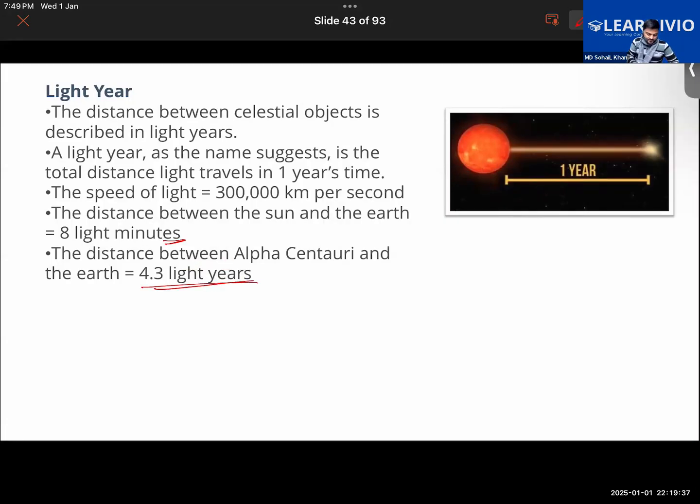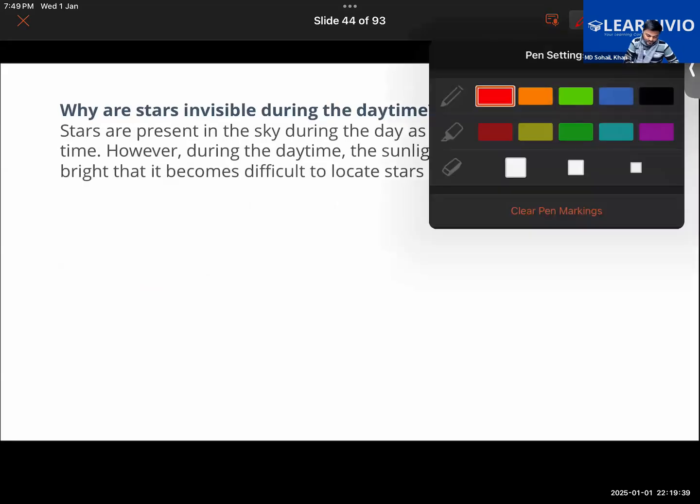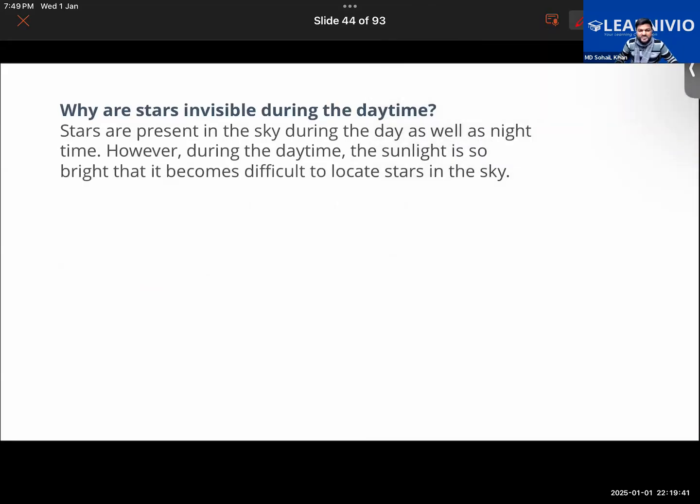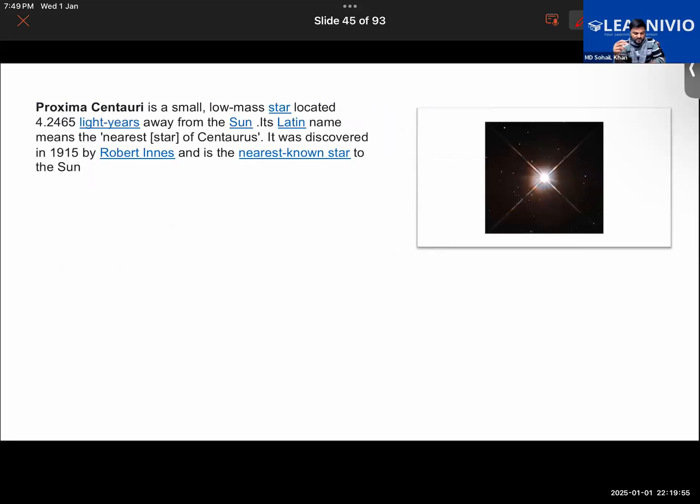Okay. Further, the question is why are the stars invisible during the daytime? Because the stars are present in the sky during the day as well. Like the stars are always present, right? But during the day, they are invisible because the sunlight is so bright that it becomes difficult for us to look at the stars in the sky. Okay.